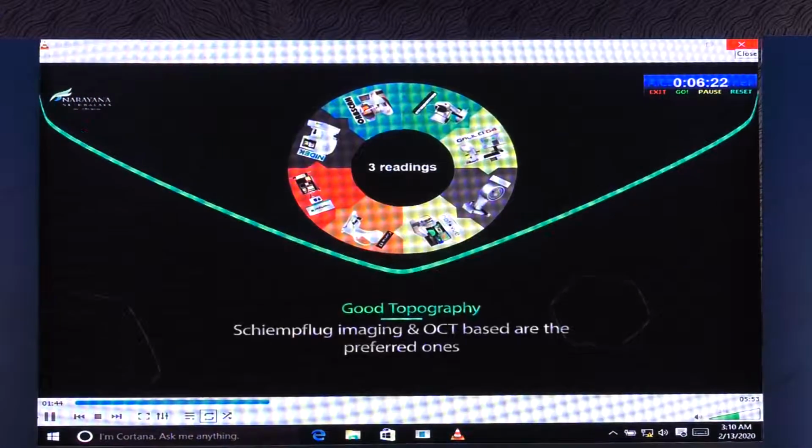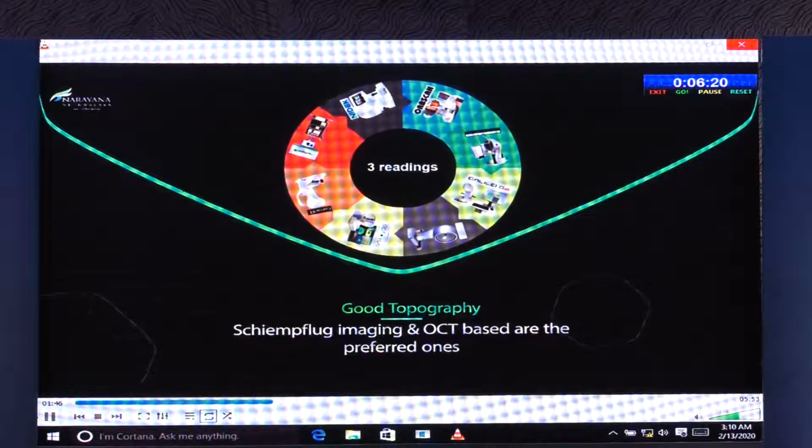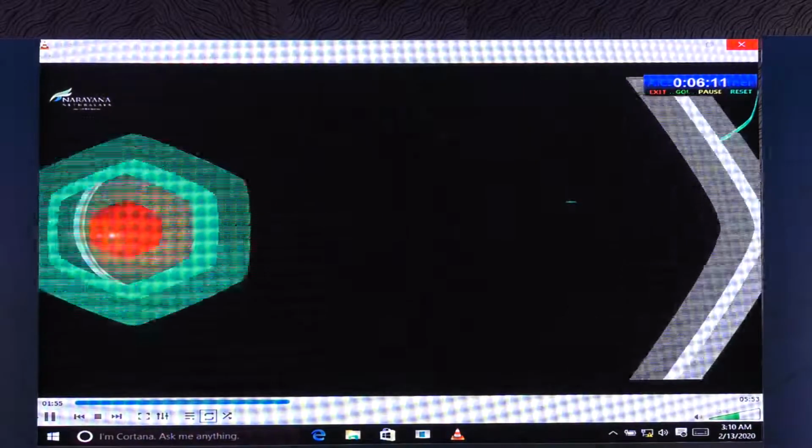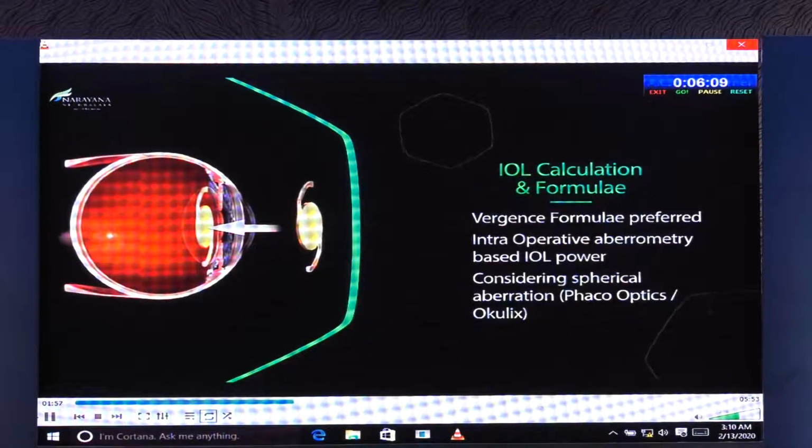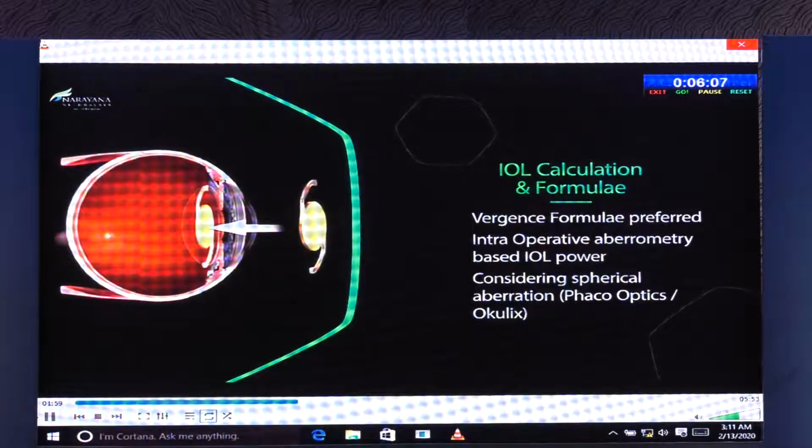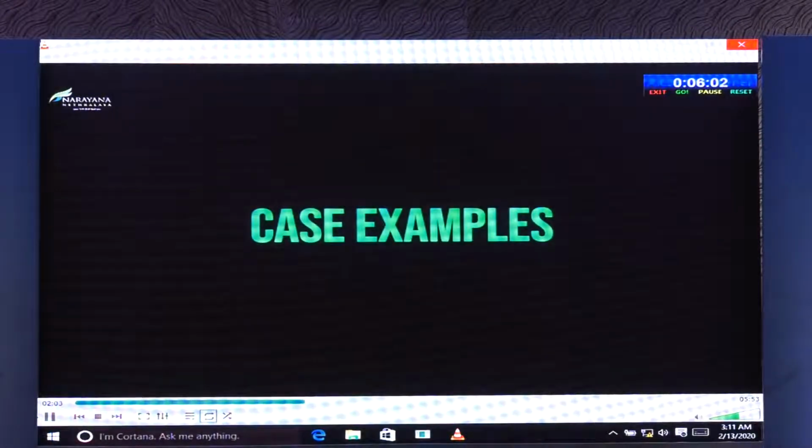Good topography is the key to IOL power calculation in such cases. A minimum of 3 readings should be taken to ensure repeatability. The final and the most important step is to choose the correct IOL formula. To ease the understanding of IOL calculation part, we would be showing a few case examples.